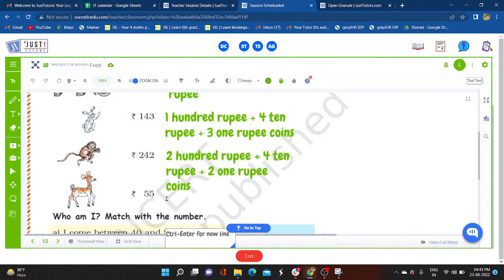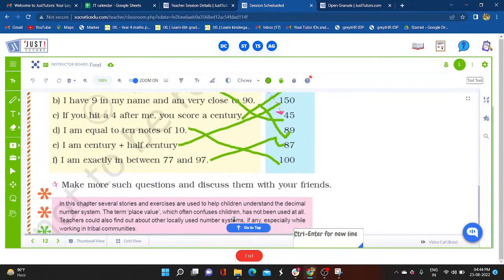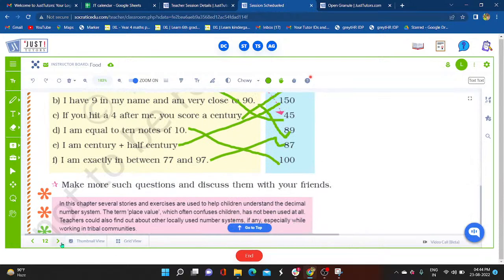At last we have 55. So 5 ten rupee notes plus 5 one rupee coins. Okay, so this was it. Now let's move on.